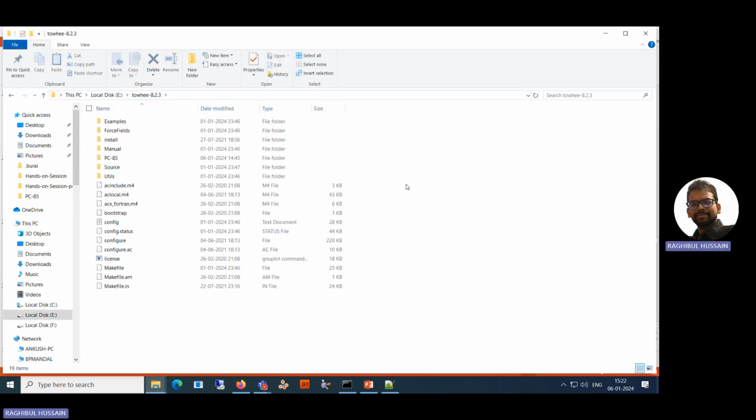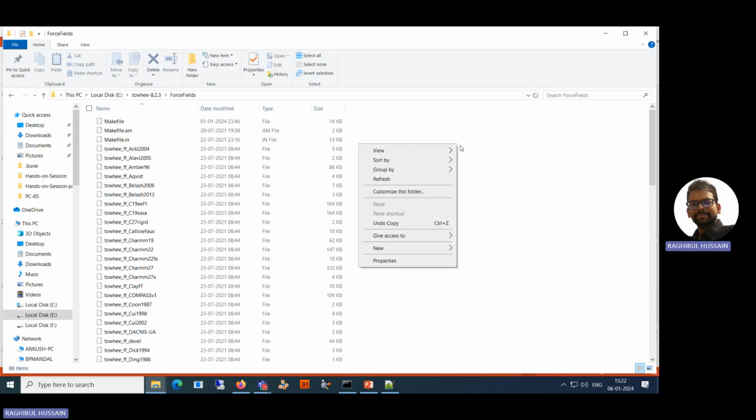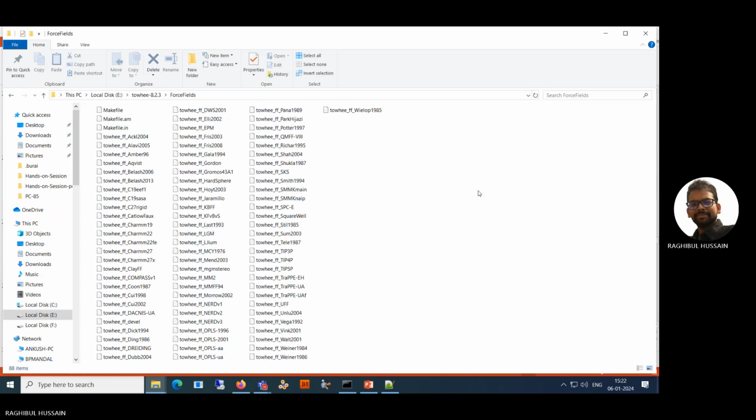Yes, this is your TOHI folder. In the TOHI folder, there is one folder, force field. Click on the force field. Here we have different force fields available inside the TOHI. So you copy; where is water? Yes, here you have TOHI_FF_SPCE. So you copy this one and paste it in your folder wherever you are doing the work.